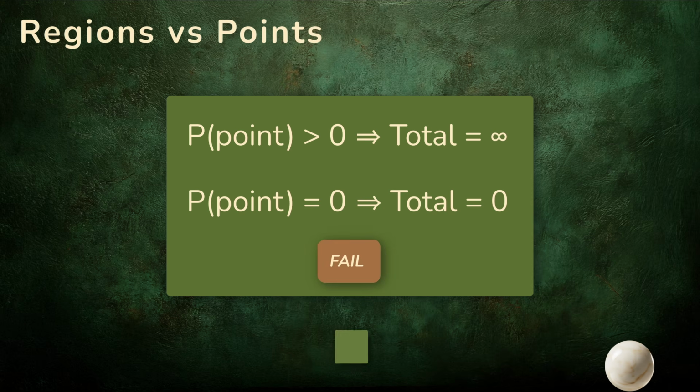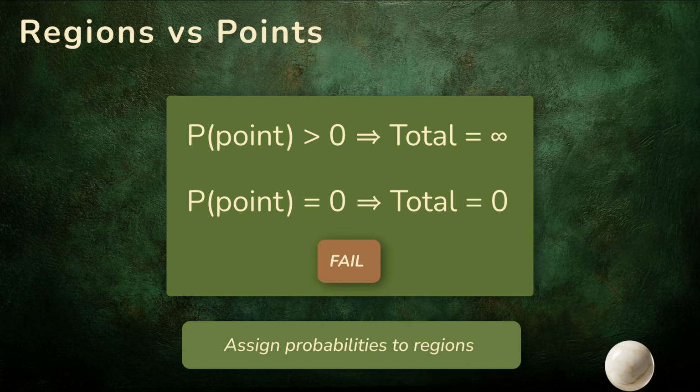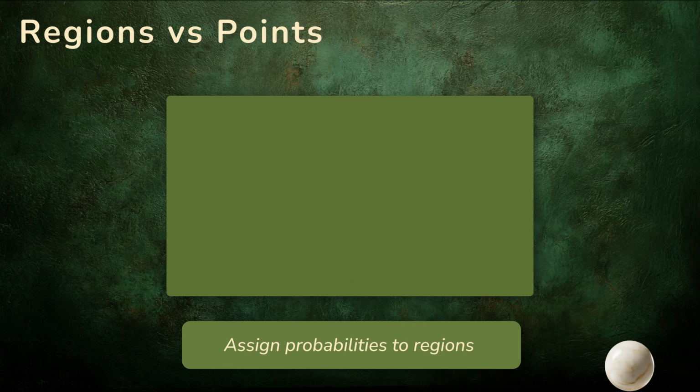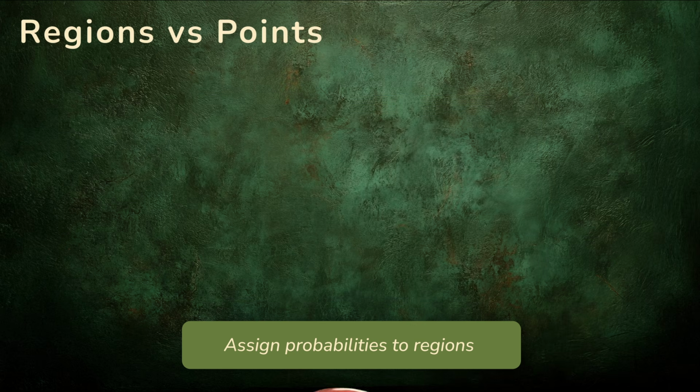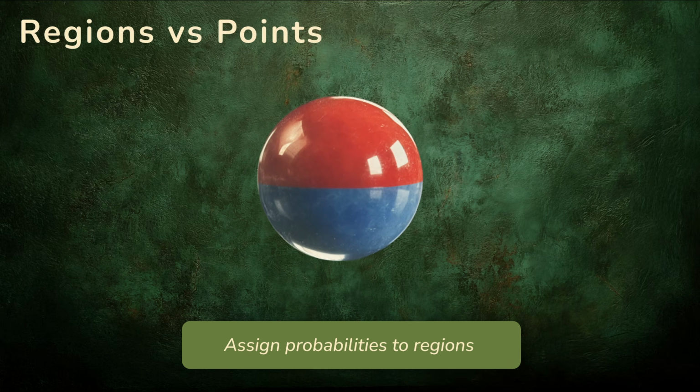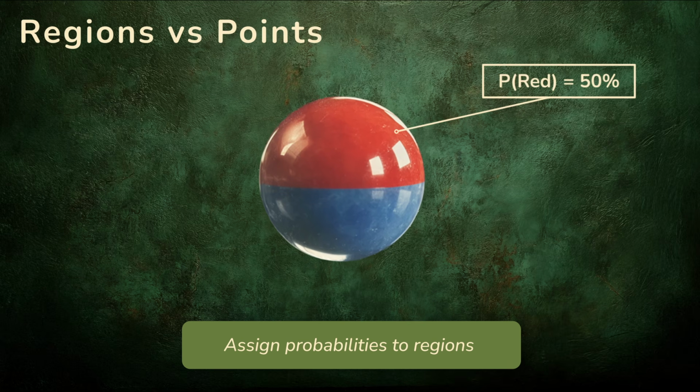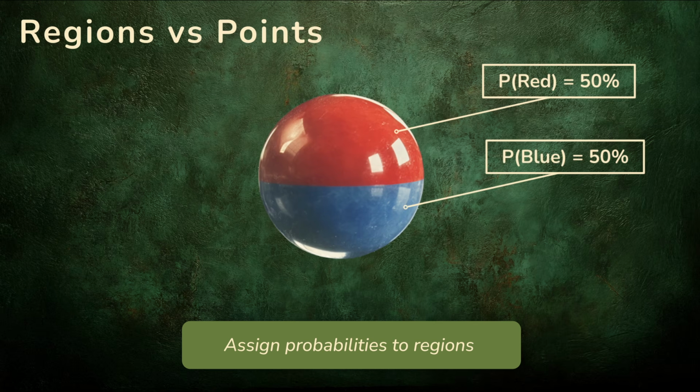The trick is to assign a probability to regions, not points. For example, imagine if we painted the top half of our marble red and the bottom half blue. Then when you roll the marble, it stands to reason there's a 50% chance a red point will end up on top and a 50% chance of rolling a blue.